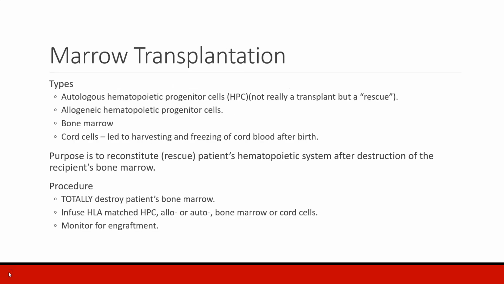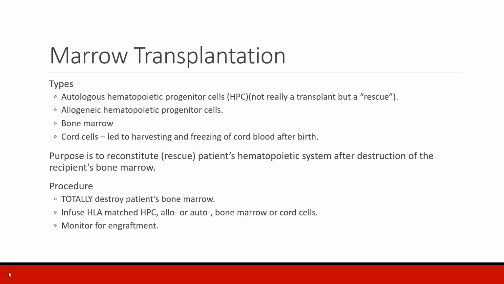Marrow transplantation, there are 4 different types. There's resources for getting bone marrow or the cells necessary to regenerate a bone marrow. There's the autologous hematopoietic progenitor cells. These are called HPC. It's not really a transplant, but a rescue. While a patient is in remission, they will collect the hematopoietic progenitor cells and freeze that blood. Remember, frozen blood is good for 10 years, and it can only be used for that patient.